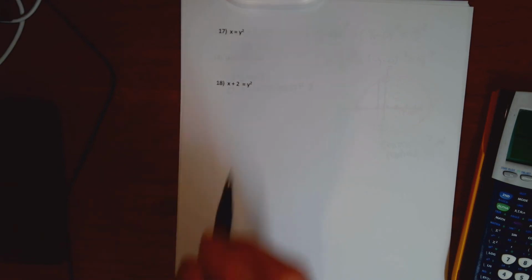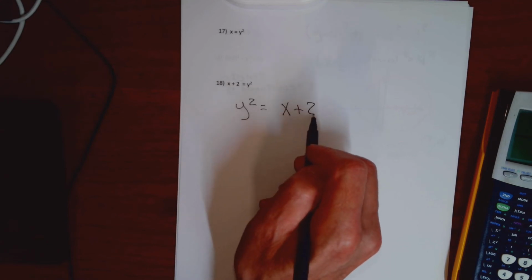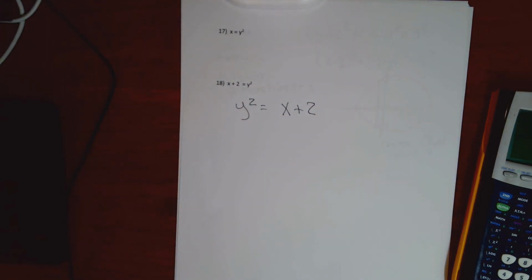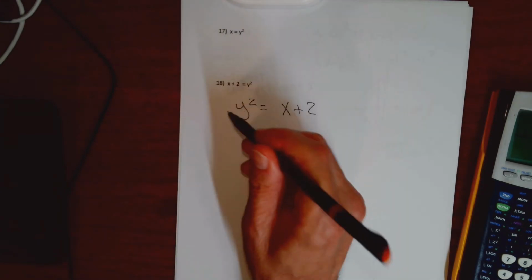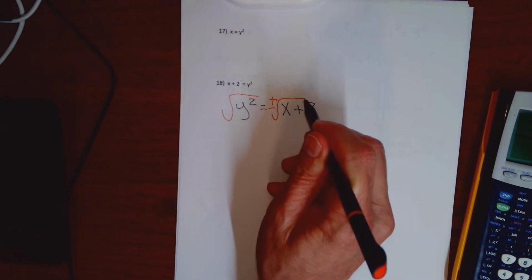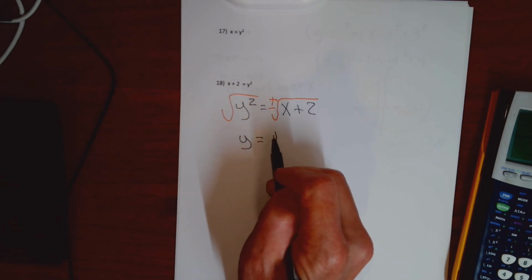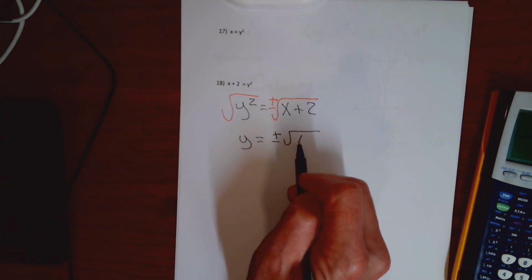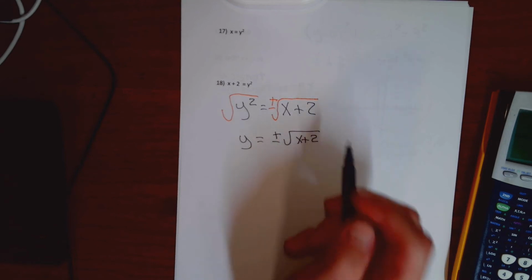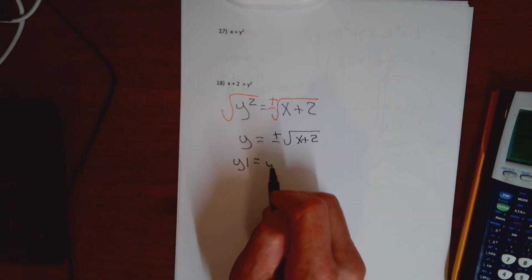So 17 and 18. 18 wants me to graph y squared equals x plus 2. Unfortunately, if I'm graphing on my calculator, the equation needs to be solved for y. It can't be solved for y squared. To get this solved for y, I have to square root, plus or minus square root. If I'm trying to get rid of a square by square rooting, I need a plus or minus. And this is going to give me y equals plus or minus the square root of x plus 2. My calculator doesn't have a plus or minus key for graphing. So when I go to graph this, I'm going to have to enter two separate graphs.